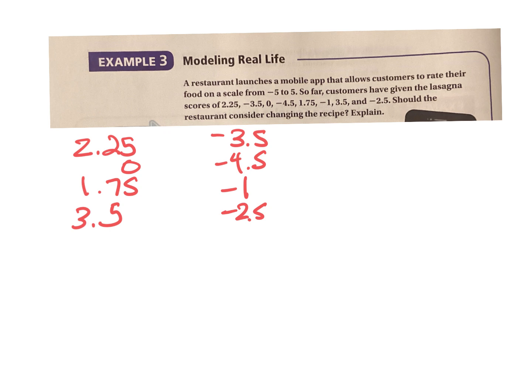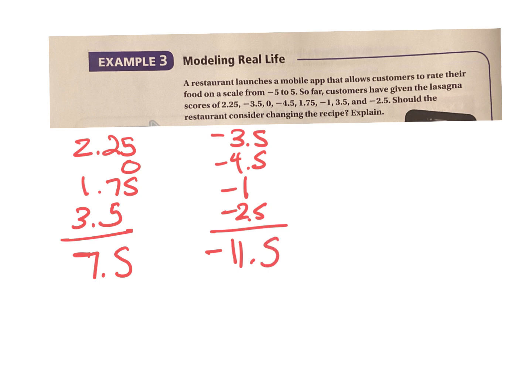I'm going to guess that they probably should change the recipe, but I'm going to figure this out by getting the mean. So I've got to add all my positives up. 2.25 plus 1.75 plus 3.5 equals 7.5. And then I'm going to add all my negatives up. 2.5 plus 1 plus 4.5 plus 3.5 equals a negative 11.5.